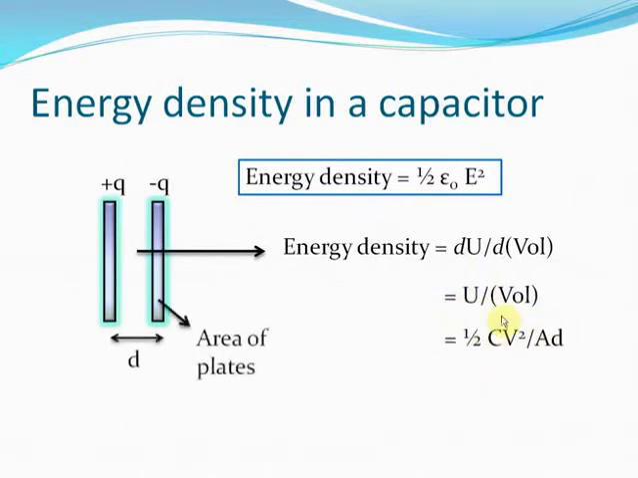Now when we substitute the volume of the capacitor as AD, the capacitance of the capacitor as epsilon naught A by D, and the potential difference between the two plates of the capacitor as E into D, we get the final value of the energy density as half epsilon naught E square. So we can very simply derive this formula also, but half epsilon naught E square is the formula that you must remember.